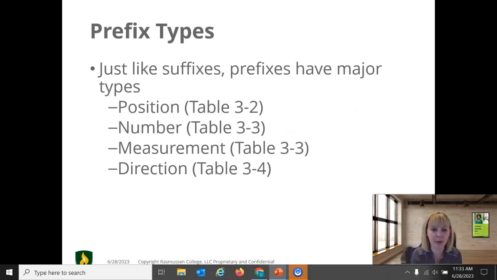Just like suffixes, prefixes have many different types or notations. The common ones that we see are position, number, measurement, or direction. And again, I listed the tables here where you can find examples of those in your e-textbook. That's Table 3-2, 3-3, and 3-4.